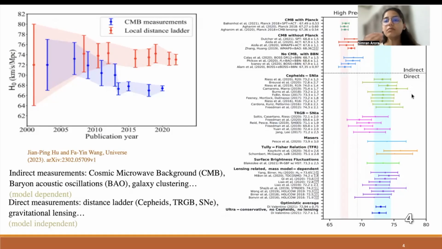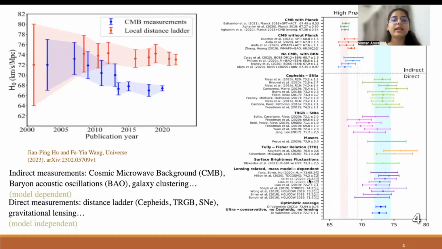So there is a mismatch, right, between these values. You can see the pink band, pink line, which is coming from the CMB, and this blue line, which is coming from the supernovae or SH0ES data. So there is a gap, right? We can clearly see a gap.